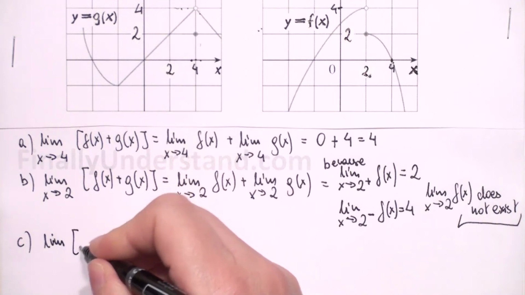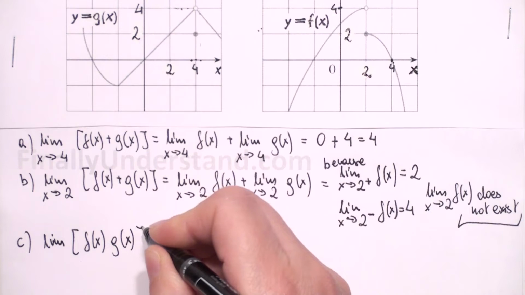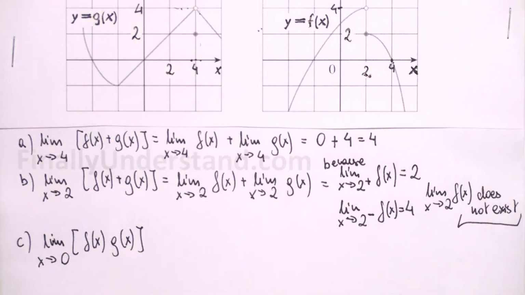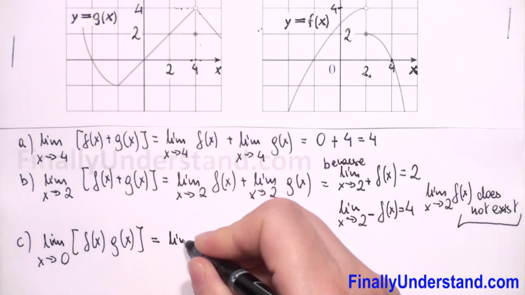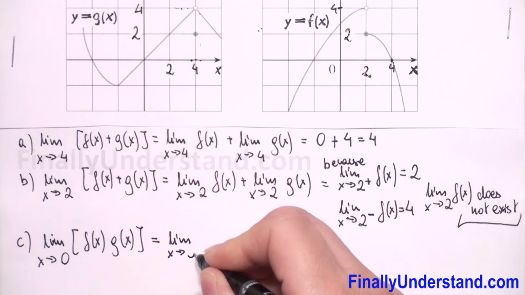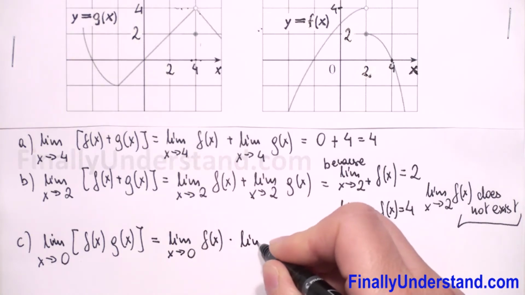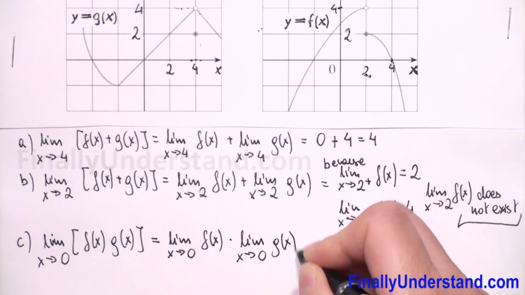of f of x times g of x as x approaches 0. This is equal, the limit of a product is the product of limits. So we can write that this is equal to the limit as x approaches 0 of f of x times the limit as x approaches 0 of g of x.